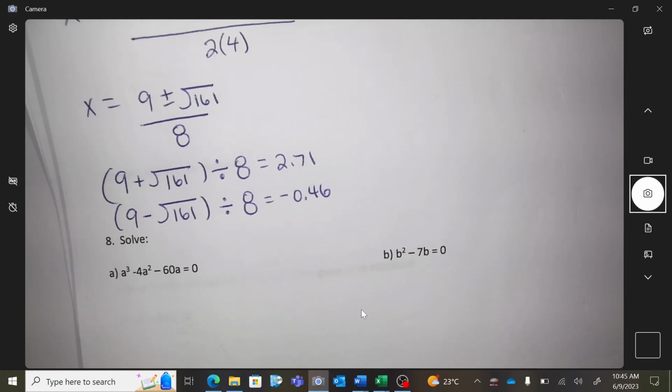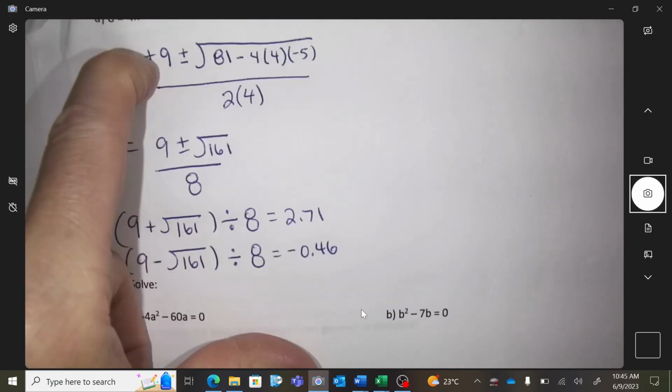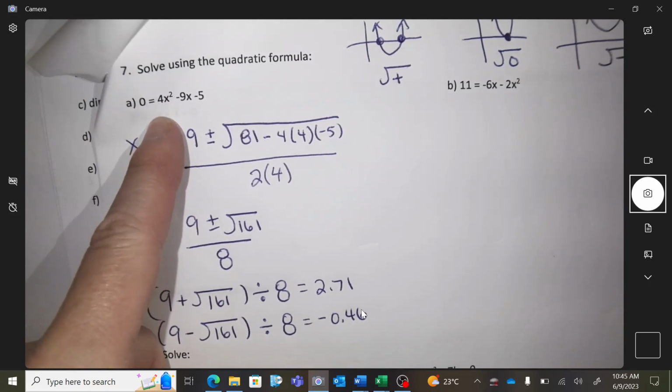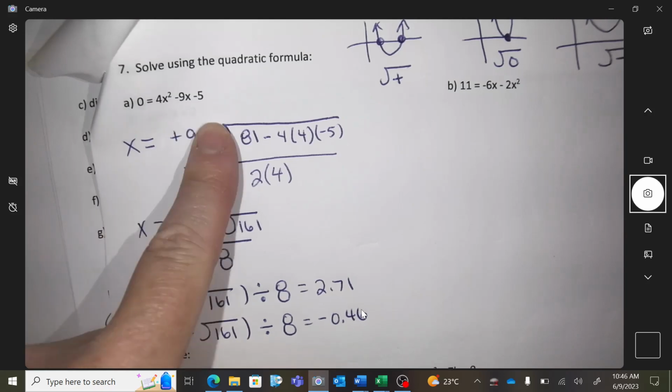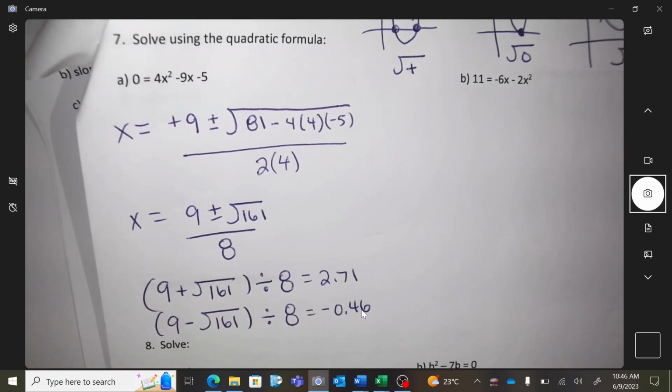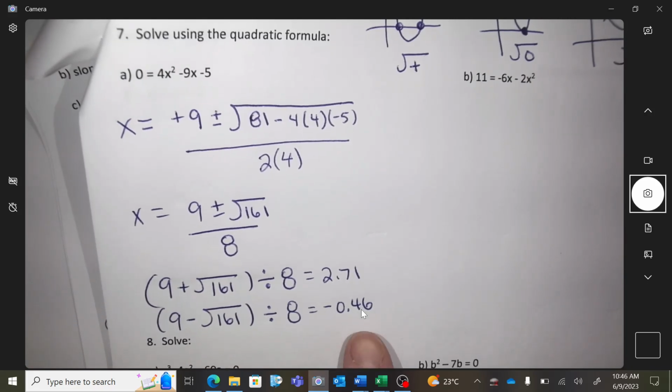Okay, you can always check your answers, right? You can go 4 times 2.71 squared minus 9 times 2.71 minus 5 equals, and you should get 0. You'll get close to 0 because that's rounded, but you can check.